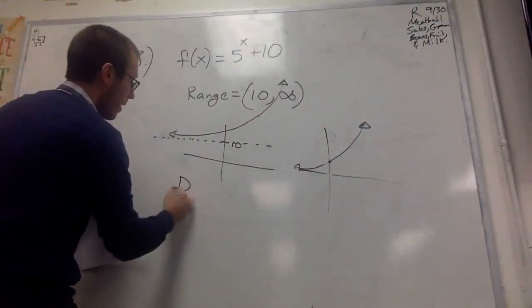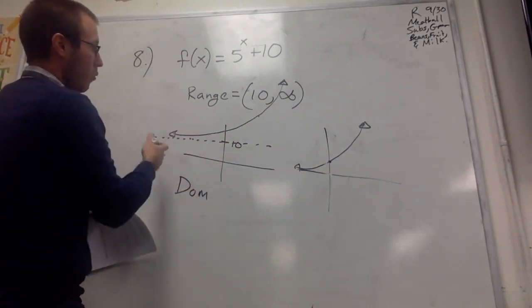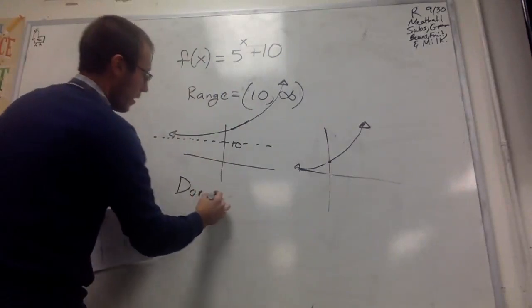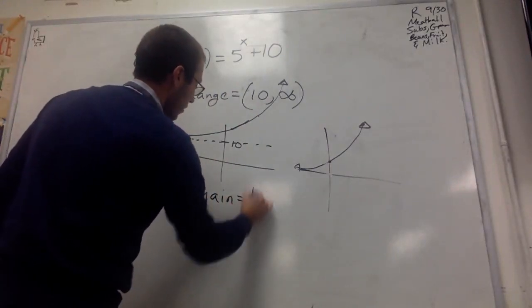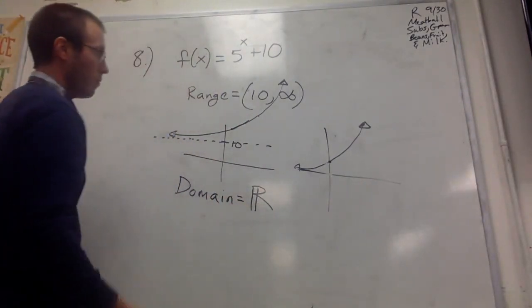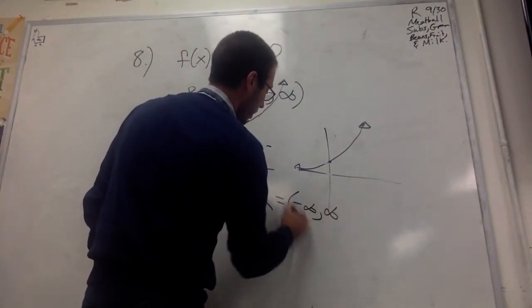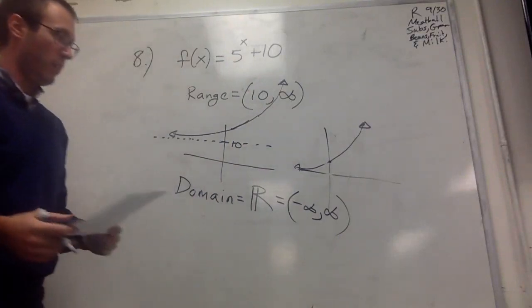That's my range. My domain, x can be anything it wants. It's not like x is separated here. X can be anything it wants, so the domain is the set of all real numbers. You could also denote this as negative infinity to infinity if you want to be fancy.